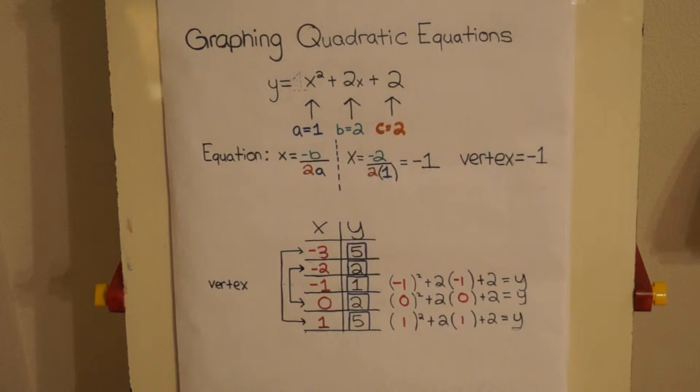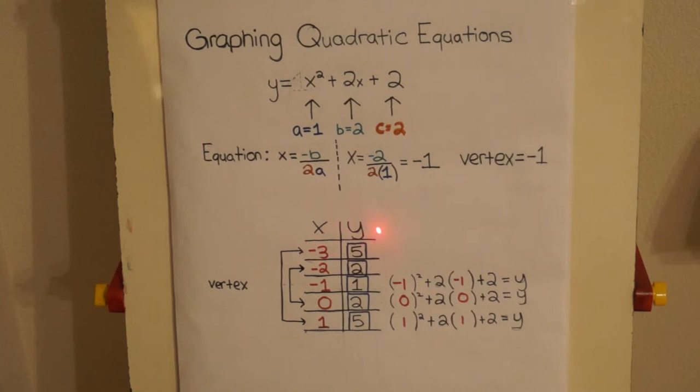Next, we will put negative 1, our vertex, into a table graph. Once we place negative 1, we will have four new values. Two numbers will be lower than negative 1, and two numbers will be higher. Two numbers below negative 1 will be negative 2 and negative 3. Two numbers above negative 1 will be 0 and 1.